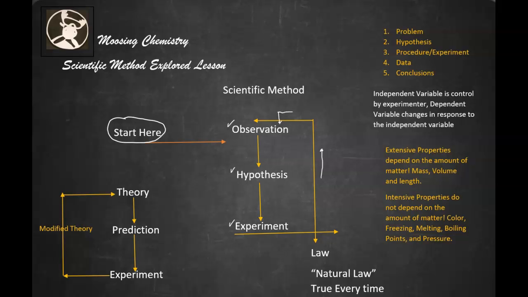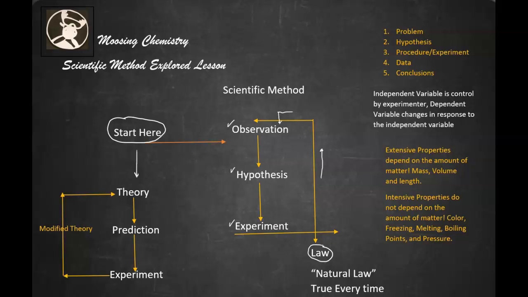Now, let's say, for example, the experiment does work, and your hypothesis is true. And let's say it's true not just one time, but every time you do it. Then you create something called a law. A law, or natural law as it's called, is true every single time. Some people start here and then go and make a theory.